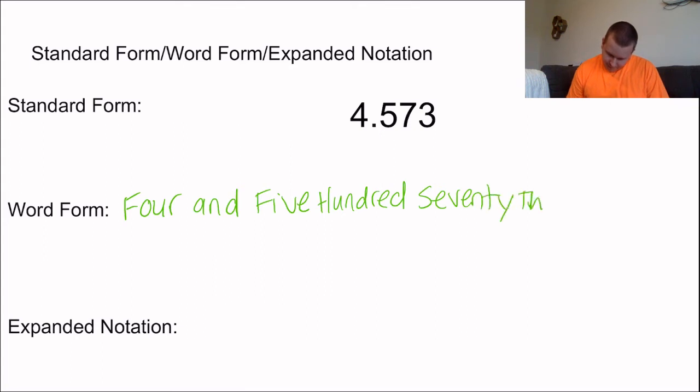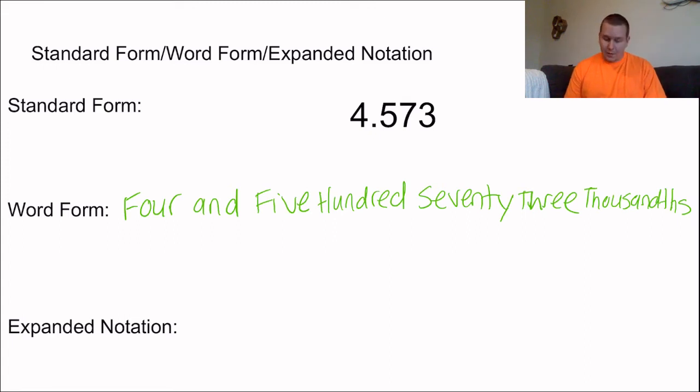573. And then we check the place value, and we're working in the thousandths place. So we'll write thousandths. So the word form of this standard form would be 4 and 573 thousandths.